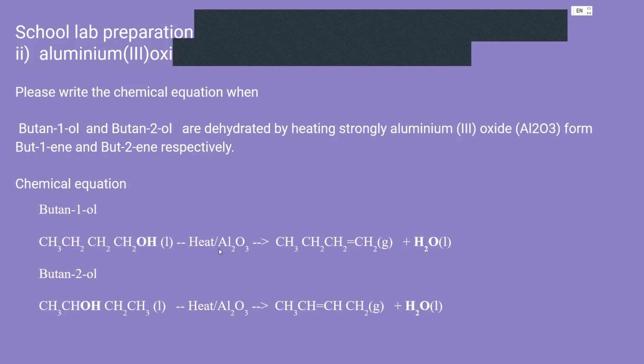Unpausing the video right now, we can see again, because these are positional isomers, you cannot make them into the same molecule. So if you have butan-1-ol, you will end up producing but-1-ene. And if you have butan-2-ol, you will end up producing but-2-ene.